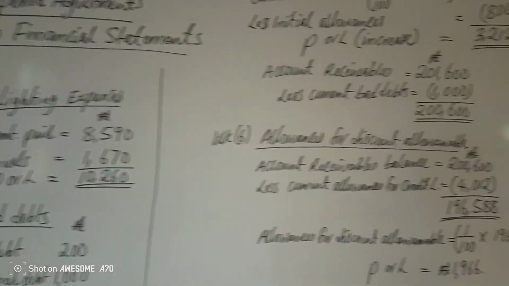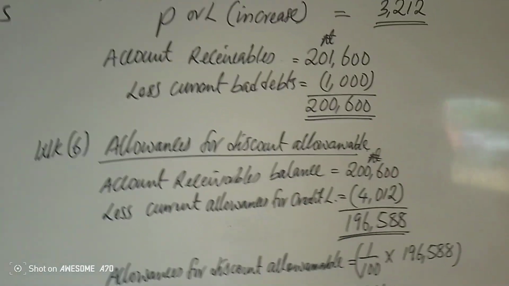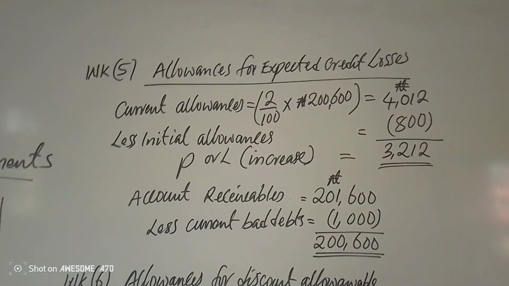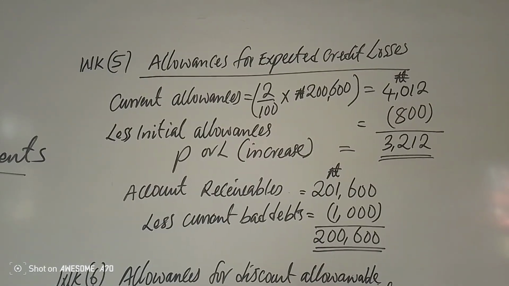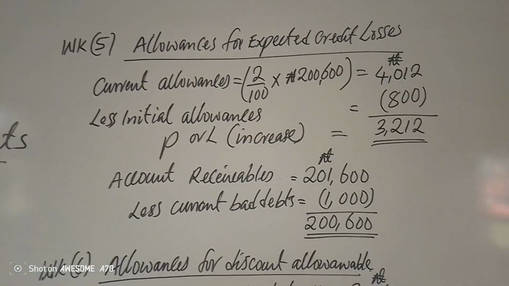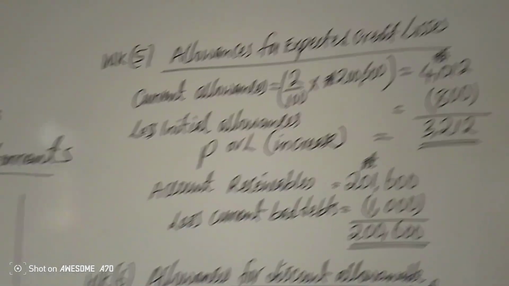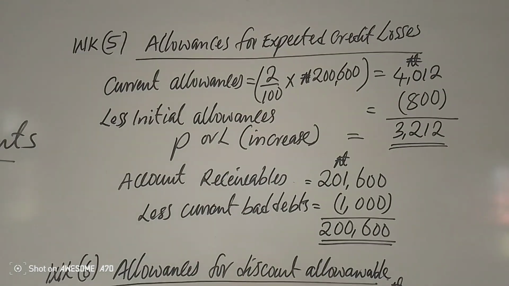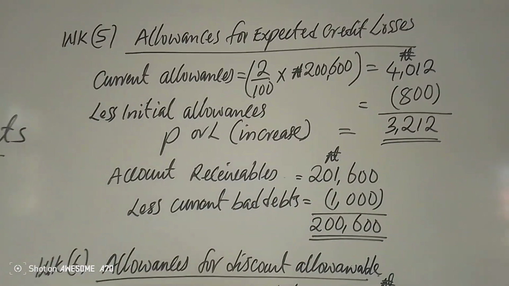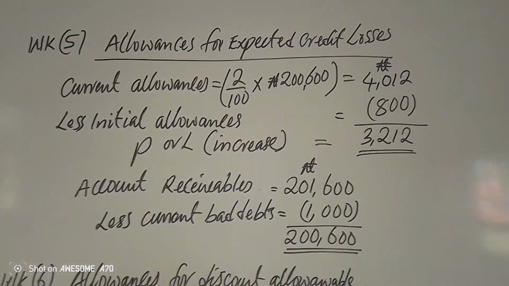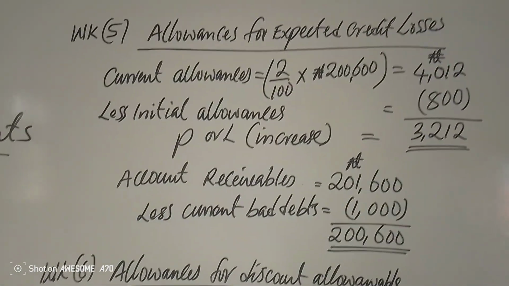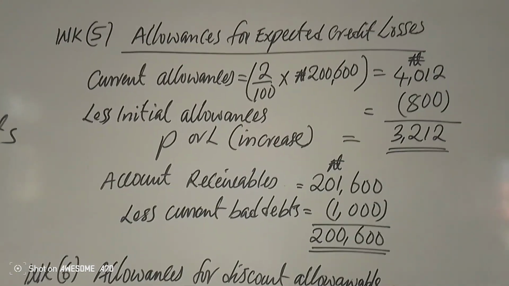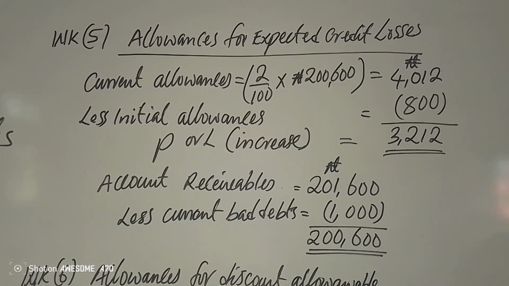adjustment you can find under the question given initially. It is allowances for expected credit losses. This is what was initially called provision for bad and doubtful debt. You also call it provision for bad and doubtful debt, but this is a new name by the International Financial Reporting Standard. Allowances for expected credit losses. How do you work it out?